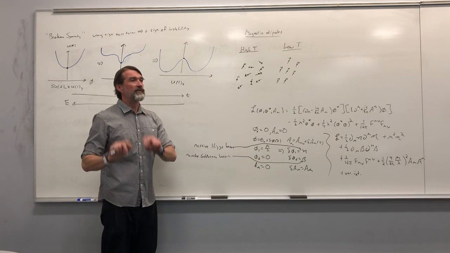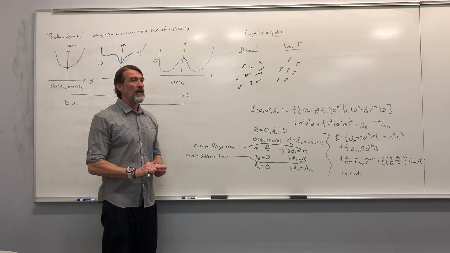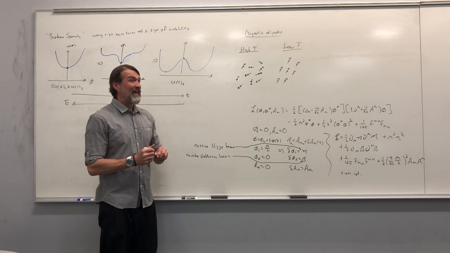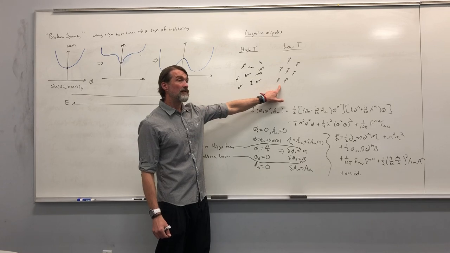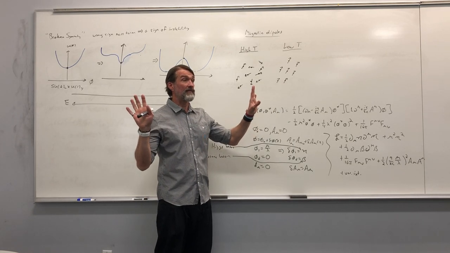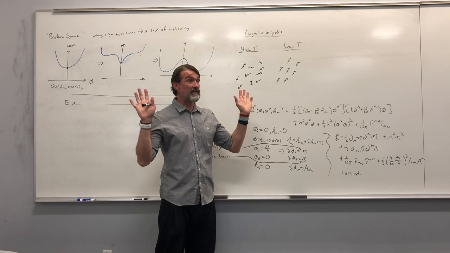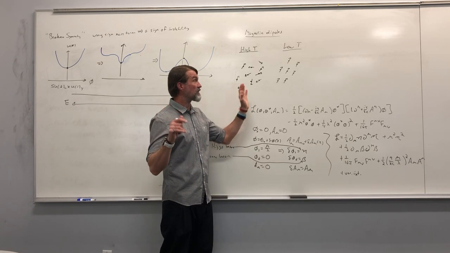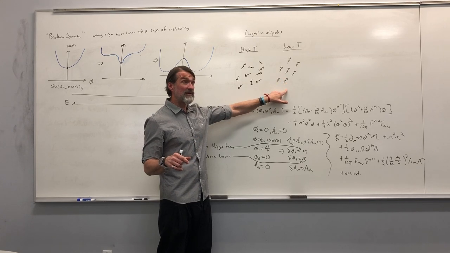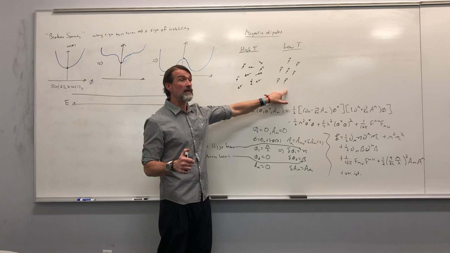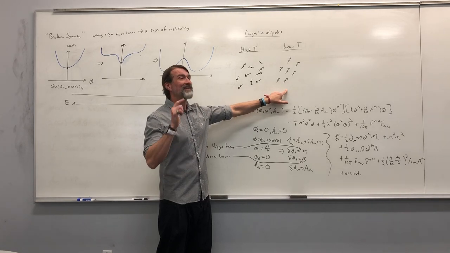Now let me make two observations. Number one, is there any reason why they align in this direction? Remember, I'm not applying an external magnetic field. There are no external fields, it's just a collection of dipoles going from hot temperatures to low temperatures. Is this the particular direction they will align? No. What can you tell me about the direction they align? It's spontaneous.